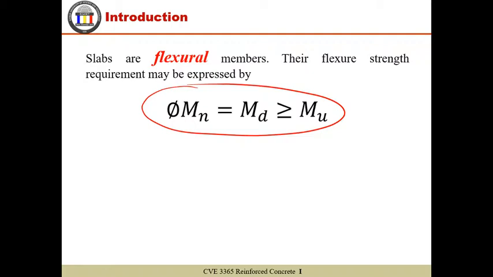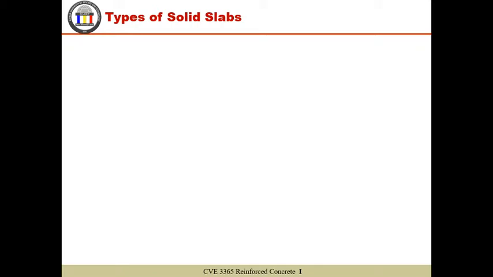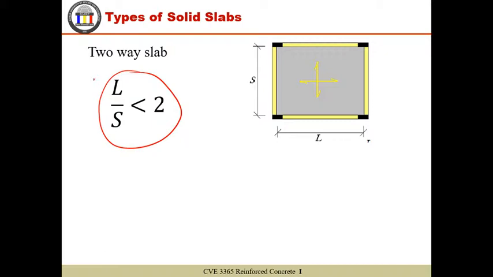So mainly we have two kinds of slabs. I think we have taken this as well previously. We have one-way slab and we have two-way slab. What do we mean by one-way slab and two-way slab? Let's start from two-way slab. When we say two-way slab, we mean that the longer span over the shorter span is smaller than 2. Like this simple equation. So, here we have a two-way slab. This is mathematically. L over S is smaller than 2.